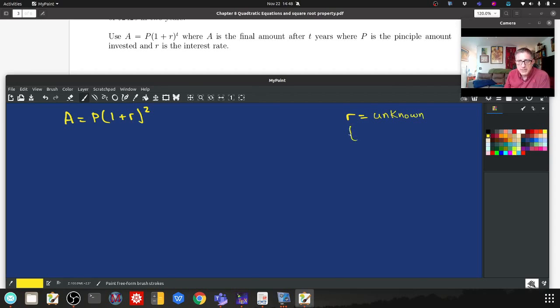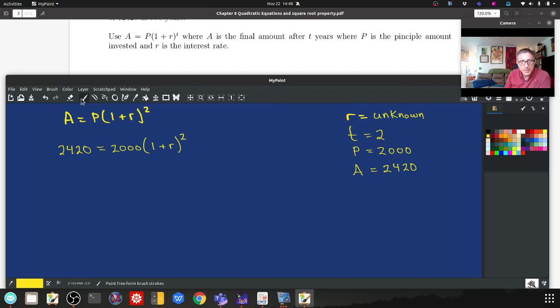T is our time, and that's 2 years. Our P is given to be $2,000. And our amount at the end of 2 years is $2,420. So I'm just going to go ahead and do the replacement. A is 2,420, and that's equal to 2,000. That's my p-value. 1 plus r. I don't know what r is, but my t is squared.